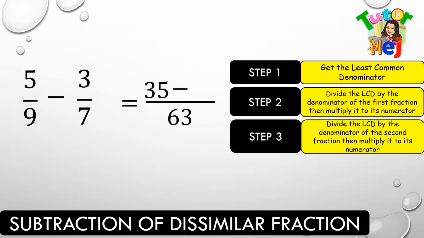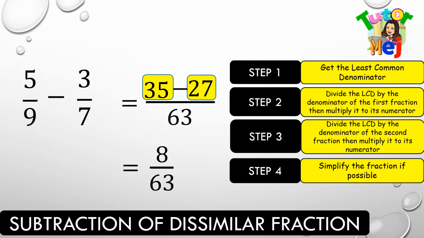Tapos sa step 3 natin, gawin naman natin sa kabilang fraction. So yung LCD natin na 63, divide it by 7, we got 9. Then multiply it to its numerator 3, we have 27. So there's another way. Yung mas madali para makuha natin yung numerator. Oops, ito ay applicable lamang kapag pinag-multiply natin yung mga denominators. 5 times 7, it will give us 35. And 3 times 9, it will give us 27. So, 35 minus 27 is 8 over 63.